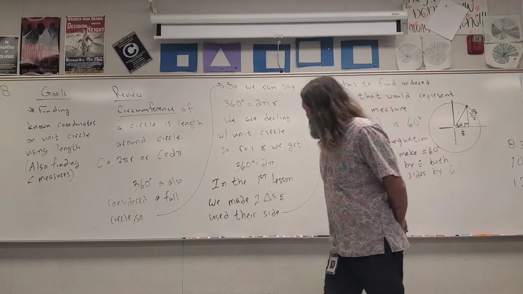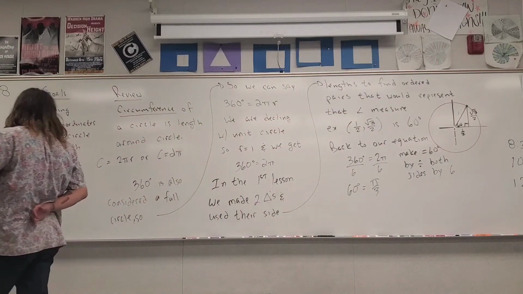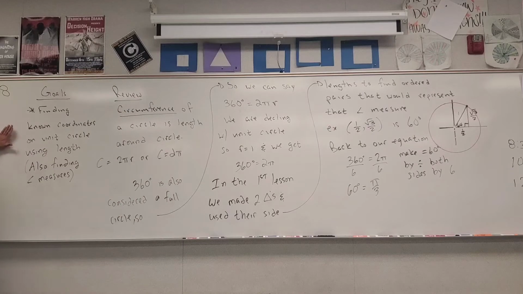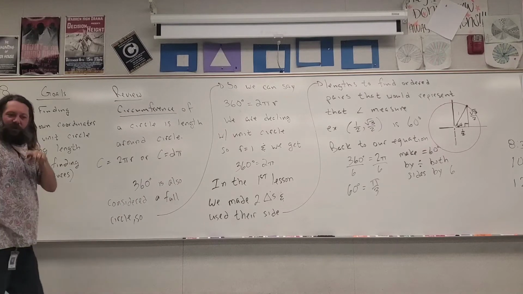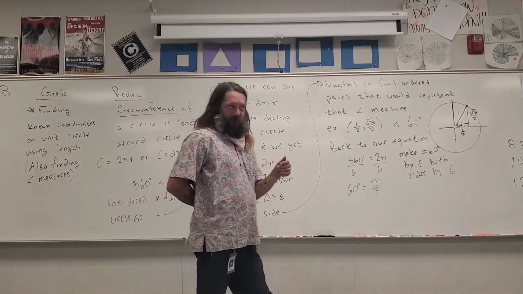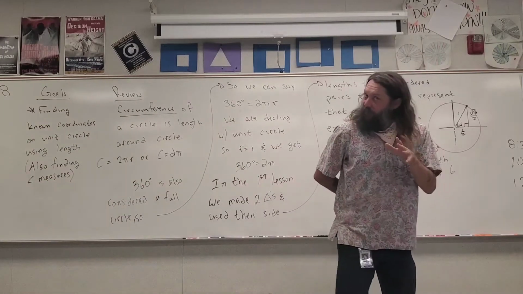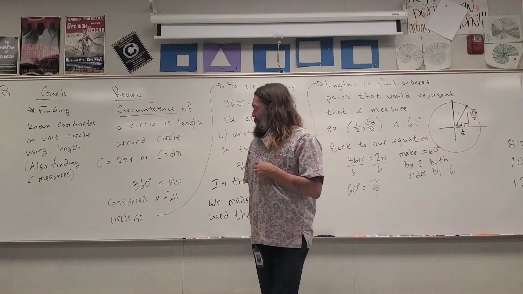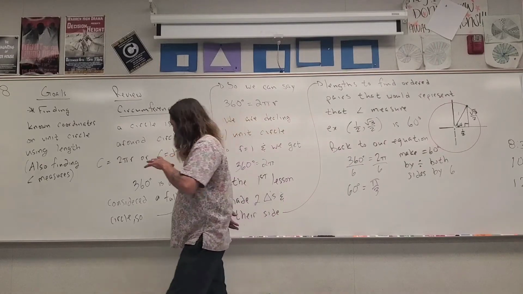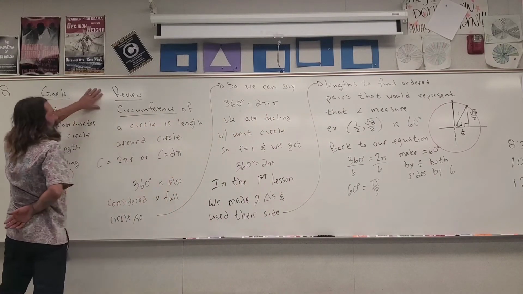We have one goal in this lesson, and it's finding known coordinates on the unit circle using length. It's also finding angle measures. Remember, coordinates on the unit circle represent angle measures. And so I'm going to show you a different way to find those coordinates. So let's just start off with a review.